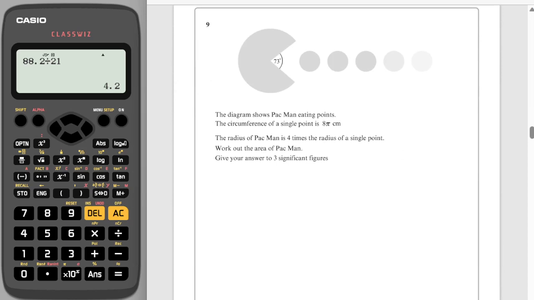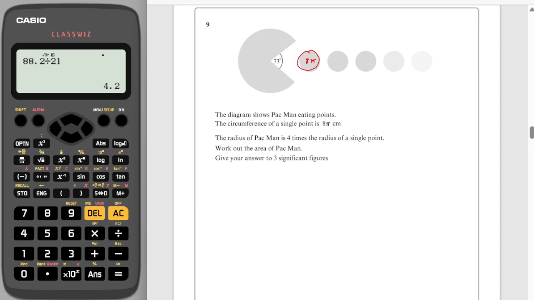Question 9. The diagram shows Pac-Man eating points, a very famous game of the 80s. The circumference of a single point is 8 pi, so each of these are 8 pi. The radius of a Pac-Man is 4 times the radius of a single point. Work out the area of a Pac-Man.